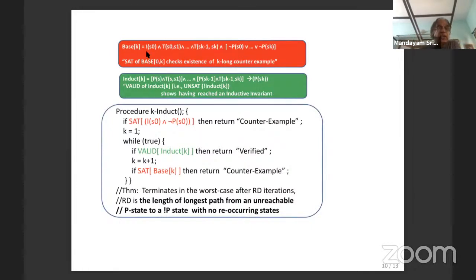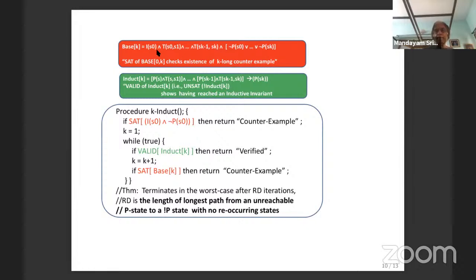There are two checks here. One is what I call the base check, which is what I called BMC in the earlier slide, which is exactly checking if there exists a counterexample of length K.